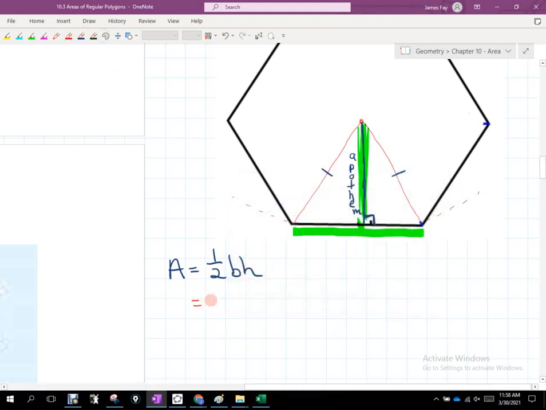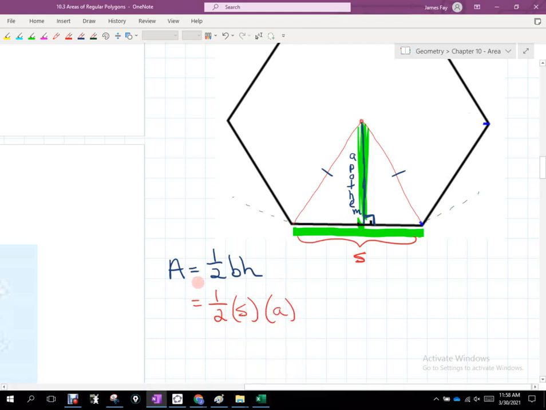Okay. So what I want to do here is I'm going to relabel some stuff. 1/2 B, I'm just going to call this here S for side. Okay, side length. So that's what I'm going to say for B. And H is my apothem, so I'm going to call it A. Is that all right, everybody?